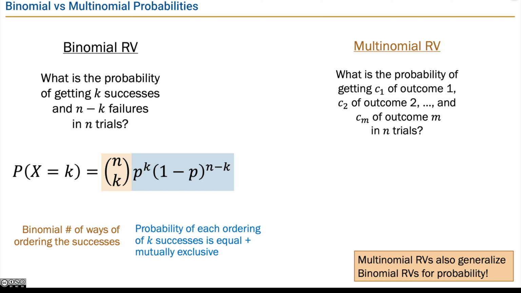So if we remind ourselves of the PMF for the binomial random variable, we see that it depends on one parameter, p, which is my probability of what we're considering a success. And I then say, okay, I have probability of success to the K successes and N minus K failures. And then I need this binomial coefficient to think of all the possible ways that I could order exactly K successes out of N trials. Well, now we're going to have the same idea, but we're going to need to generalize. I'm going to have to generalize this binomial coefficient and then generalize this term here.